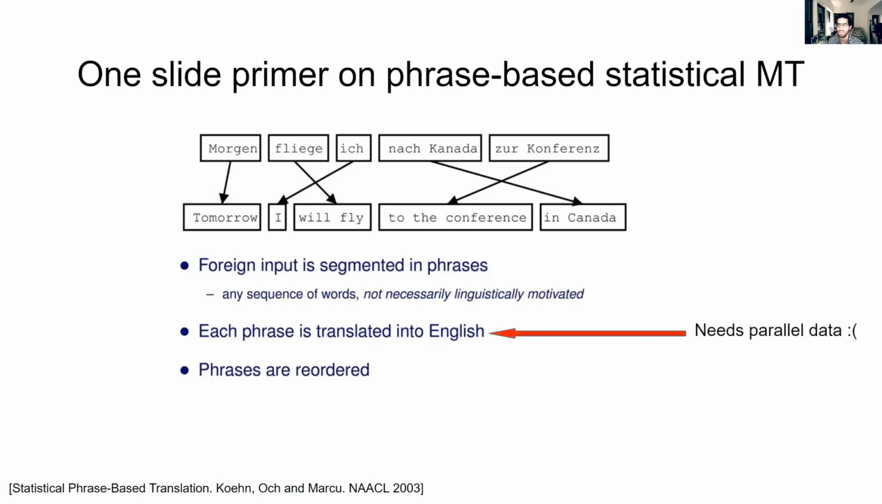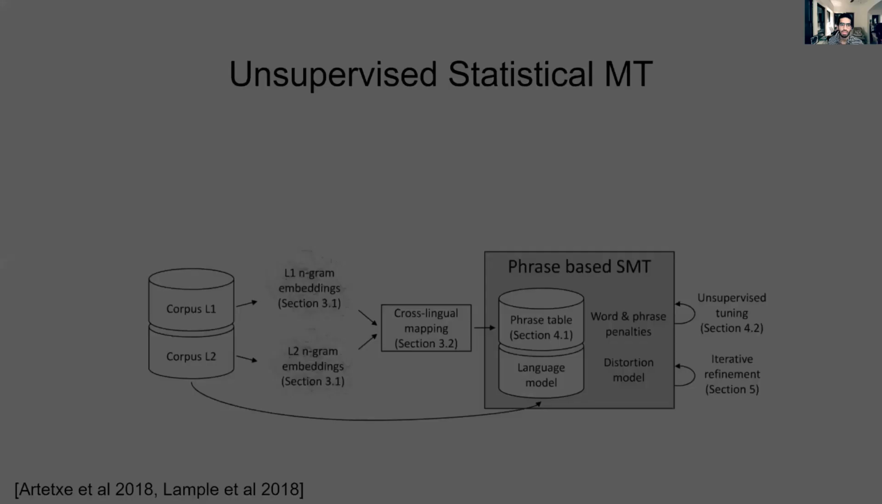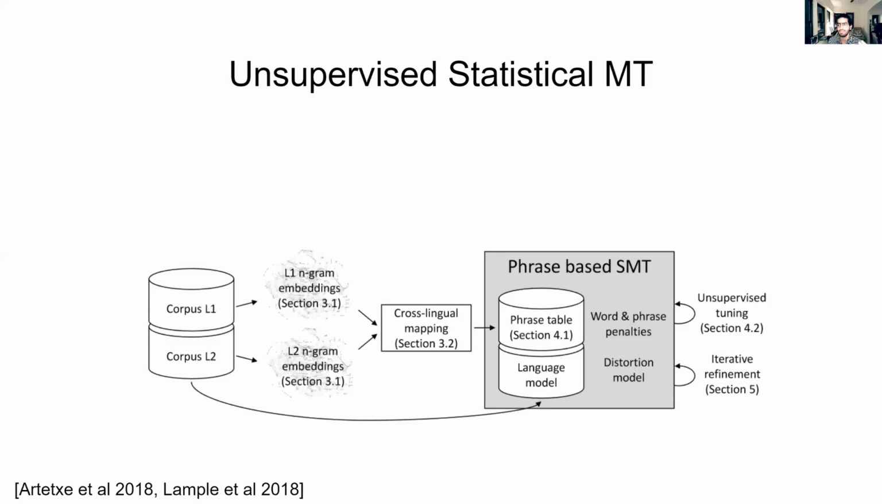For phrase translation, you need parallel data, especially back in the day when this was proposed, you needed parallel data to learn these phrase alignments. For phrase reordering, you only need monolingual data because you just want to train a language model. Now that we have this background of what statistical MT was, let's look at what unsupervised statistical MT is. So as I said, you need phrase alignments, which were learned from parallel data.